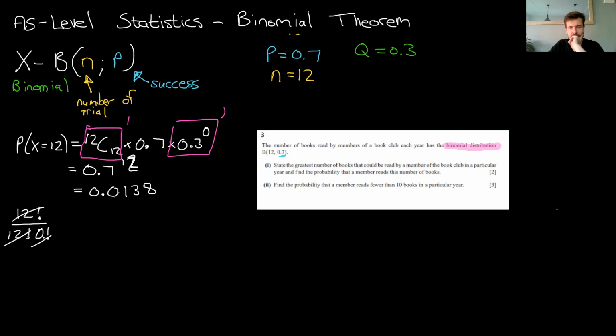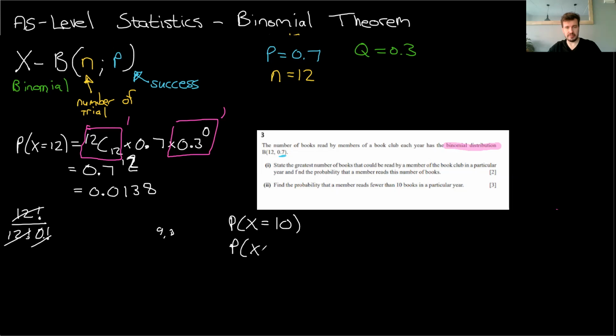0.0138. Okay, find the probability that the member reads fewer than 10 books. So in other words, 9, 8, 7, 6, 5. You've always got to say which way around am I going to do it, because for fewer than 10 books I'd have to find X equals 9, X equals 8, X equals 7. That's going to take a long time. Or I could just find the probability of it being 10 or more and then say 1 minus that probability. So that's what I'm going to do.